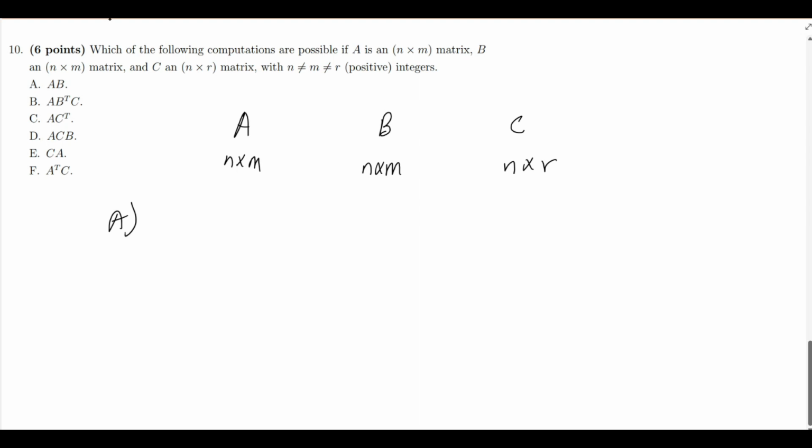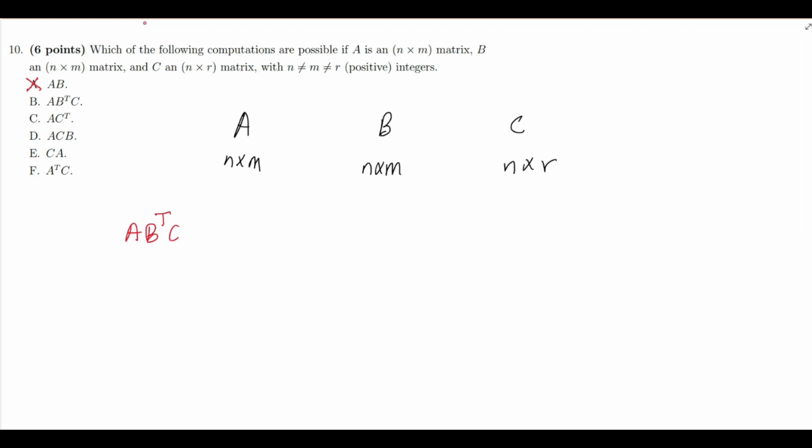That's the instruction. So A says A multiplied with B. What do we know? A is an n by m matrix and B is an n by m matrix. Look at it. The number of columns from the first matrix is different from the number of rows of the second. So this is not compatible. This is not possible. You can't do this multiplication. So option A is not possible.